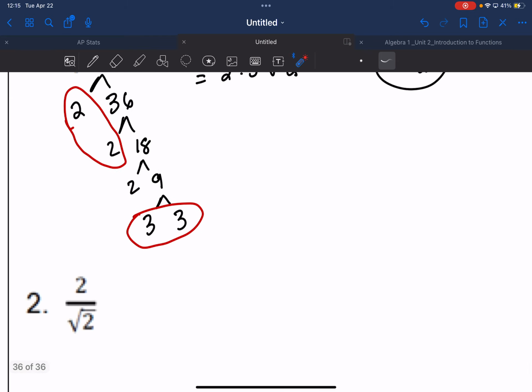Next one, number 2, is, again, simplifying those radicals. But for this one, we have to rationalize this fraction because we cannot have what in the denominator? A radical. So how do we get rid of a radical in the denominator? River, how do we get rid of a radical in the denominator? Anyone remember how we get rid of a radical? No, not square it.